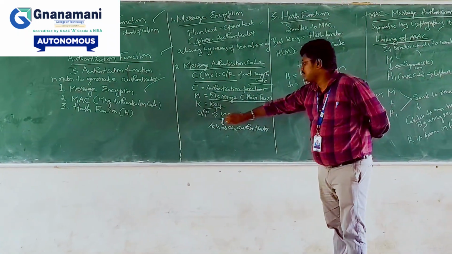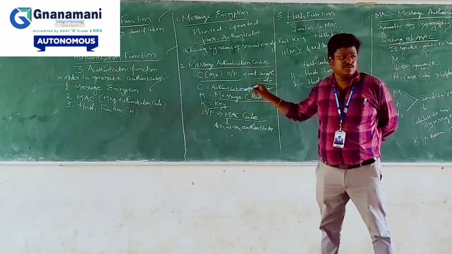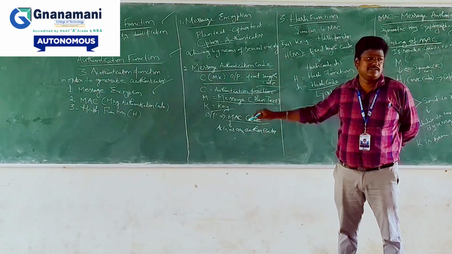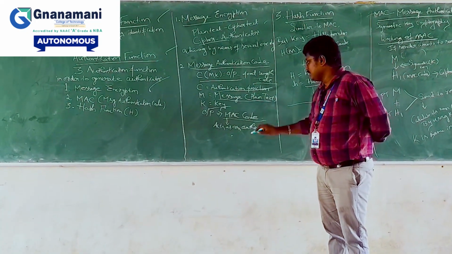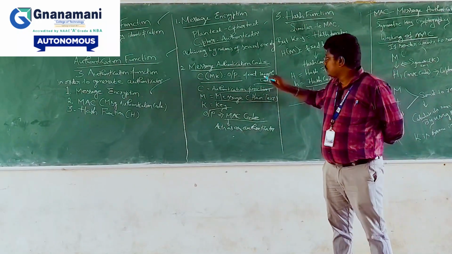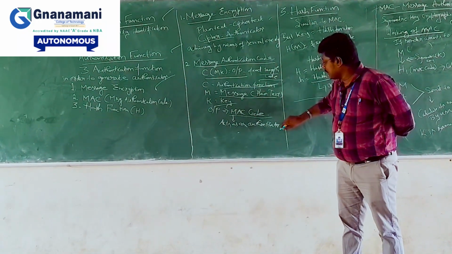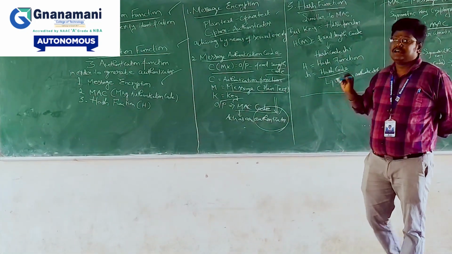Okay, the output is the MAC code. What is the meaning of MAC? Message authentication code. That is our objective of doing this function. Okay, the message authentication code, in that the MAC code is actually the output, and here it is acting as an authenticator.